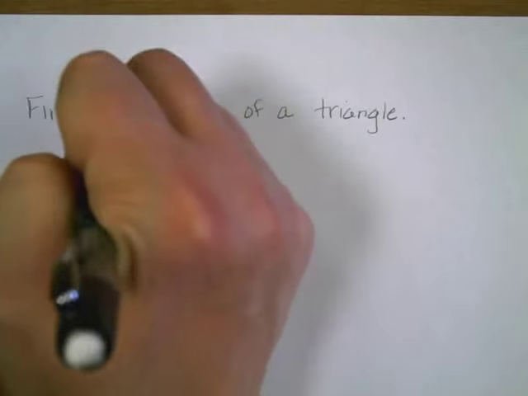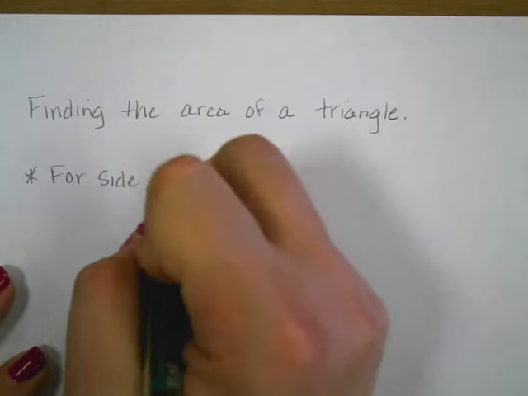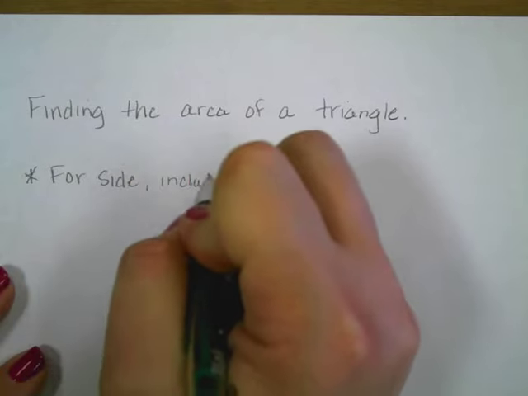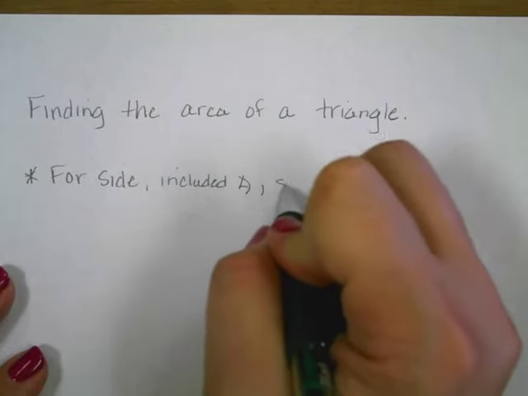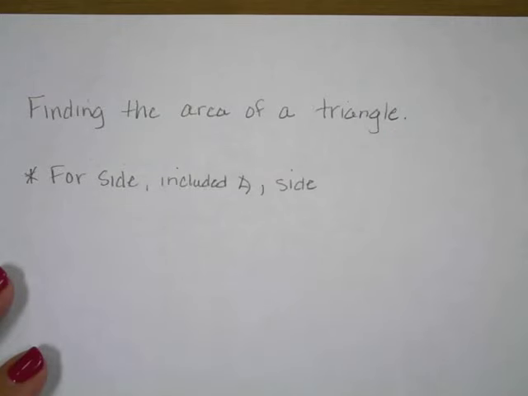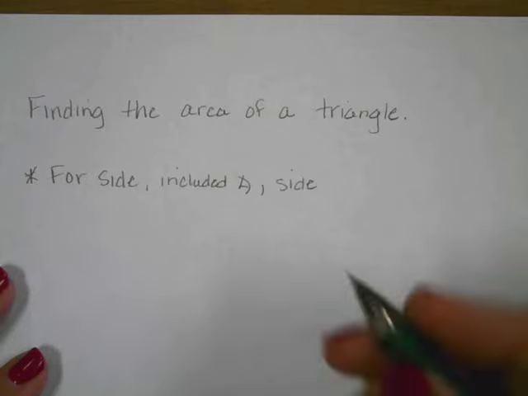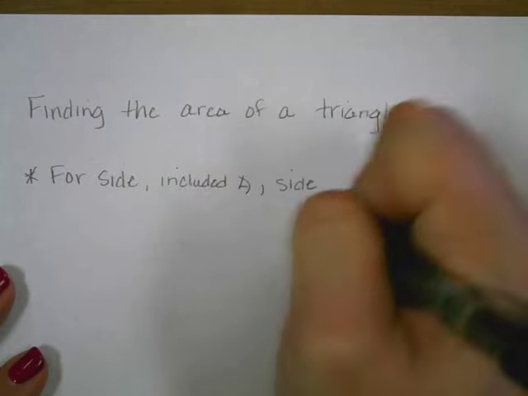So for side, included angle, and side. Okay, so that means if you have side A and B, you would have angle C, the one in between those two, not the one across from it. And so the formula, if you have side, included angle, side, is as follows.